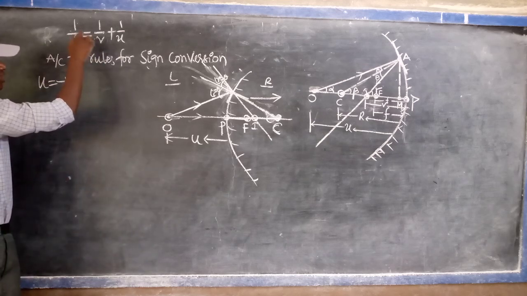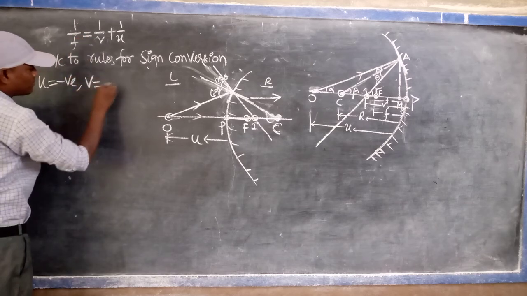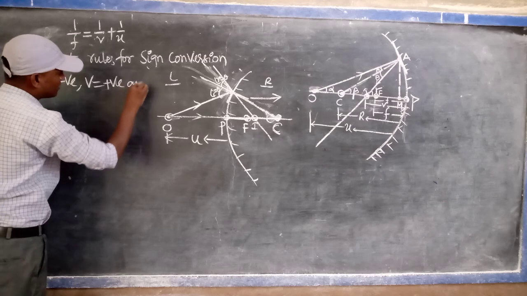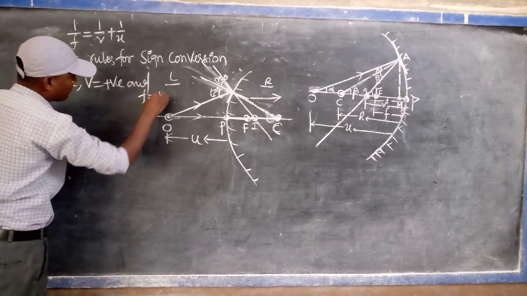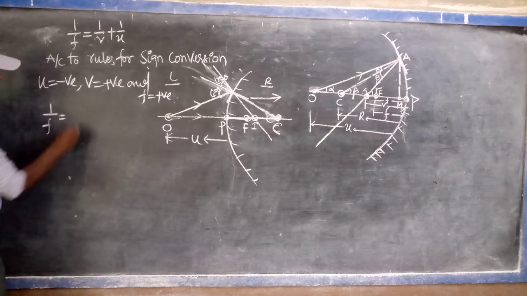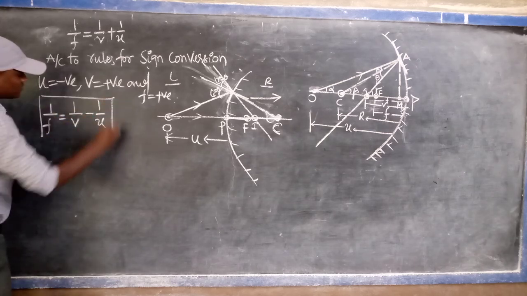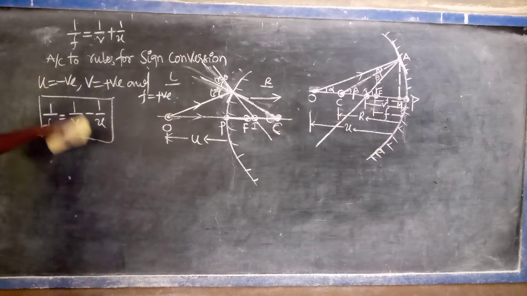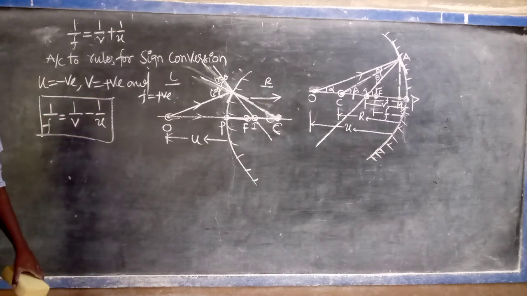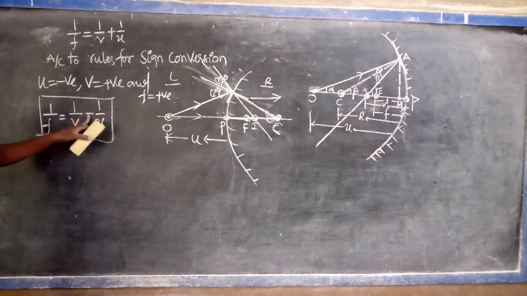During the examination you can stop up to here only. This is the extra for you. V is positive and f is also positive. So 1 upon f is equal to 1 upon v minus 1 upon u. This is the mirror formula for the convex mirror. For the concave mirror it is plus, here for convex it is minus.